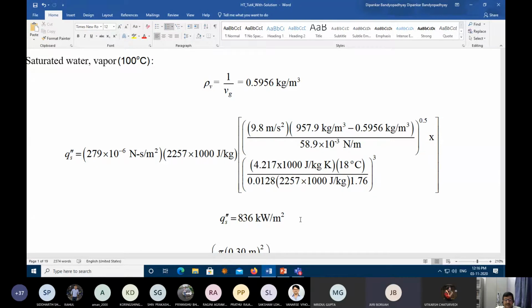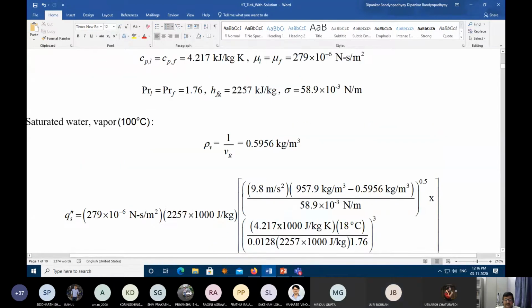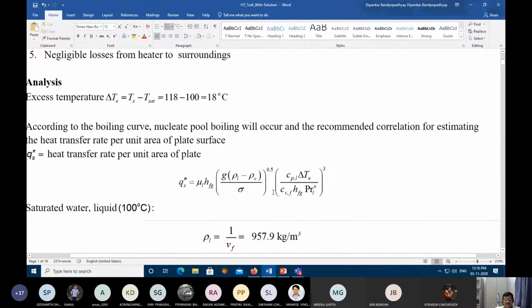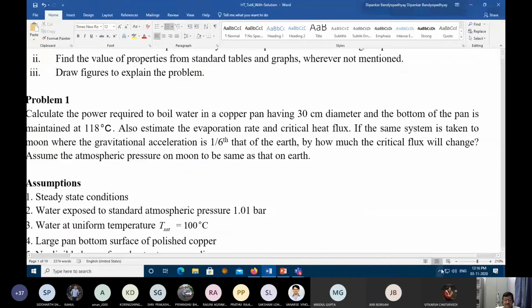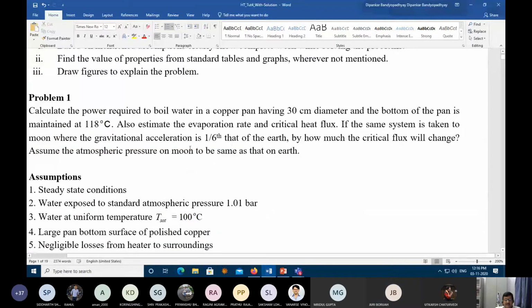Now, what is the next question? So now you can see that you can also obtain this for the moon, right? Yes, sir, with 1/6 of the gravity. Now, what is the second question that you have? Evaporation rate: estimate the evaporation rate and the critical heat flux, right? Yes, sir. So how will you evaluate that?